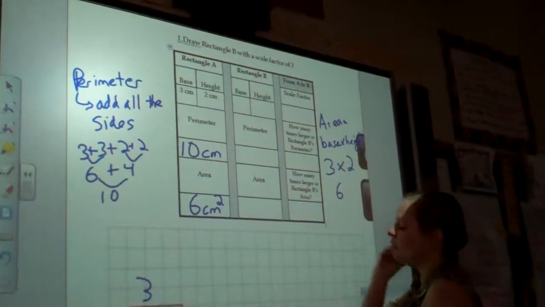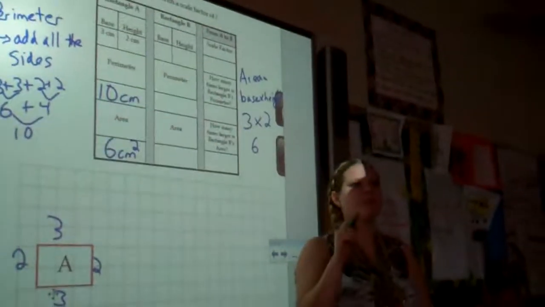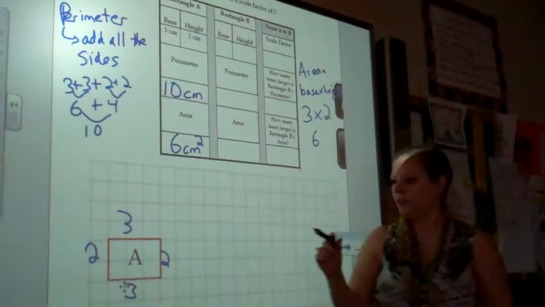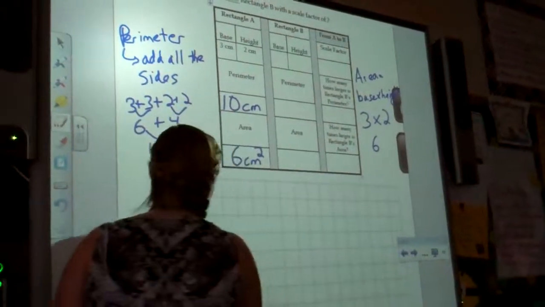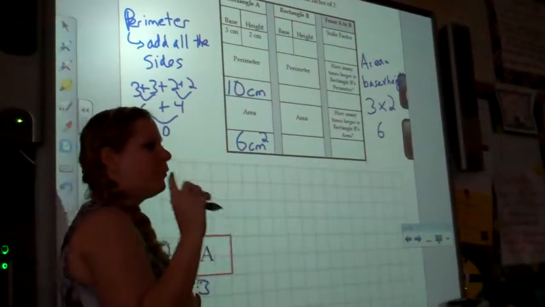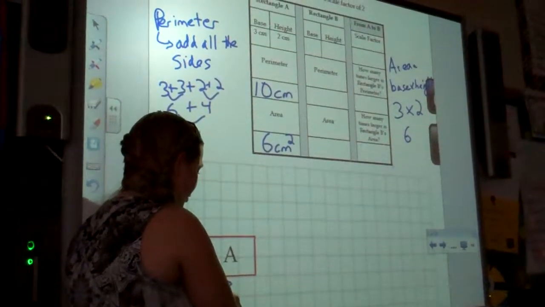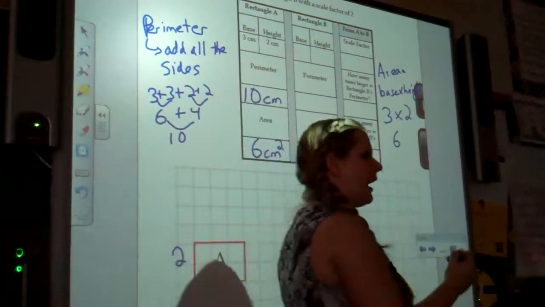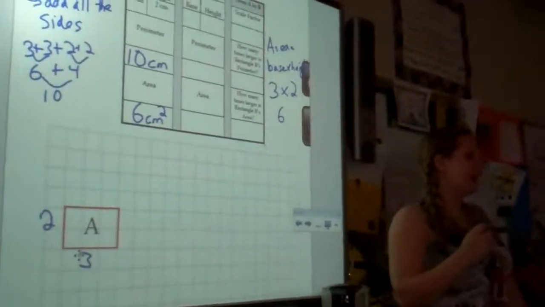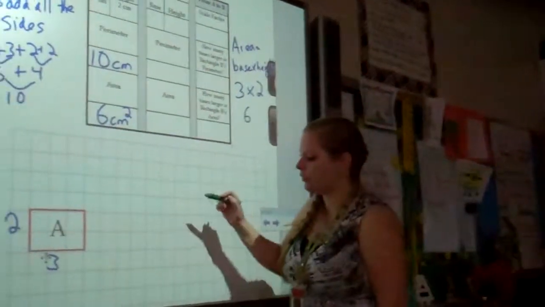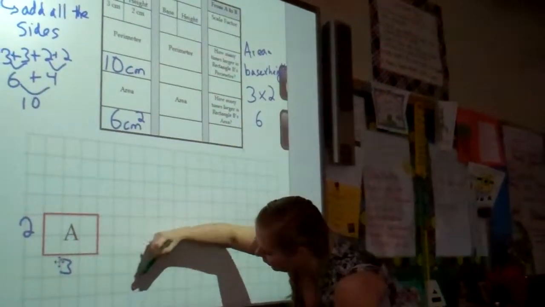So I remember scale factor is the number that I multiply by. So they must want me to make a figure that's 2 times bigger. So I'm going to start with my base. Here it's 3, and I need a new base that is 2 times bigger. And I know 3 times 2 is 6. So let me start here.